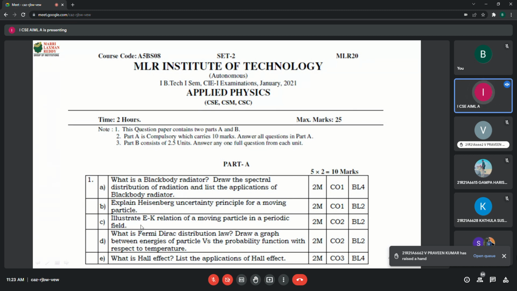Illustrate the E-K relation of a moving particle in a periodic field. What answer is to be written for this question? What is the concept I am asking you to write here? Indirectly the question was framed, instead of asking about that particular thing. Illustrate the E-K relation. Is the E-K relation there in unit 2 or not? Yes, sir, in the Kronig-Penney model.